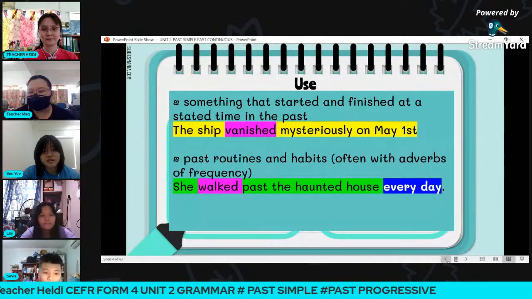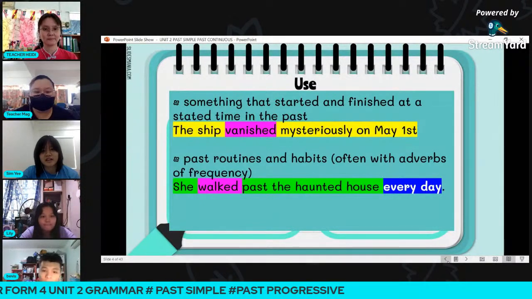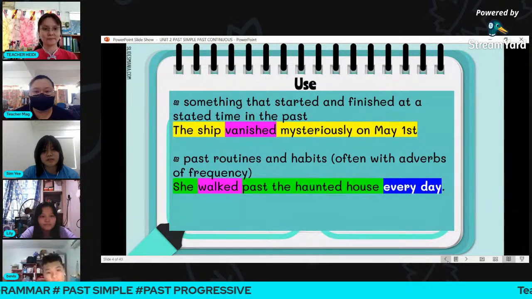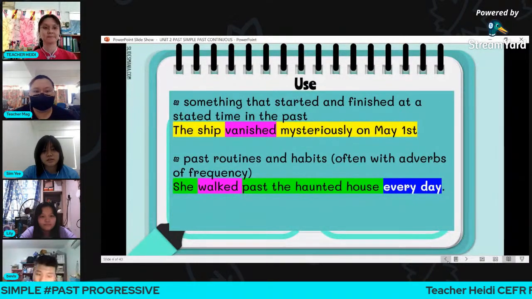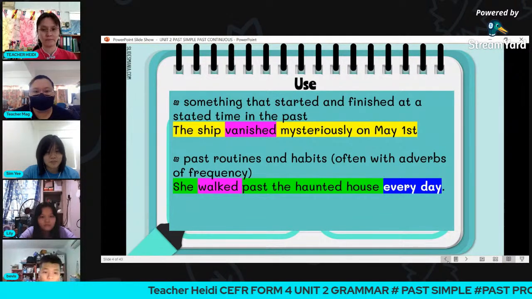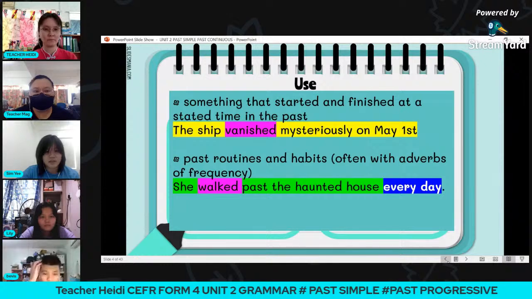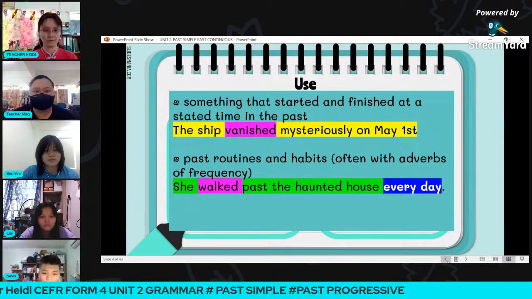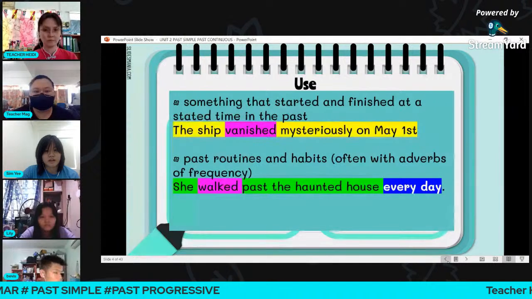Use for something that started and finished at a stated time in the past. The ship vanished mysteriously on May 1st. Past routines and habits, often with adverbs of frequency. She walked past the haunted house every day.